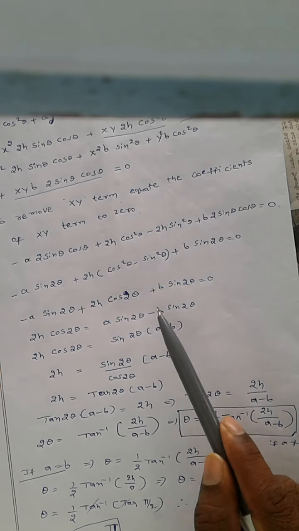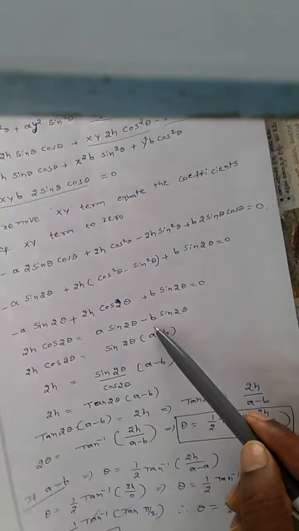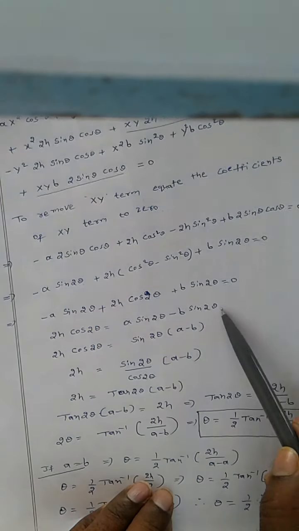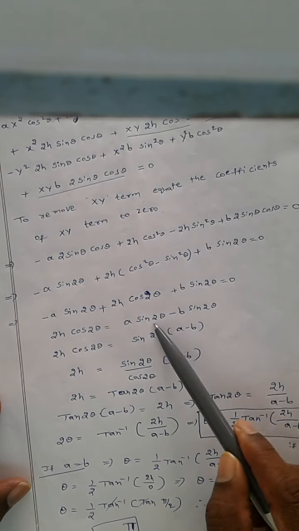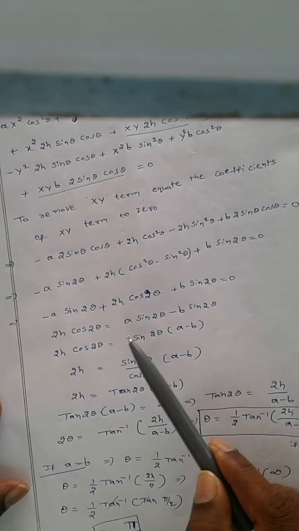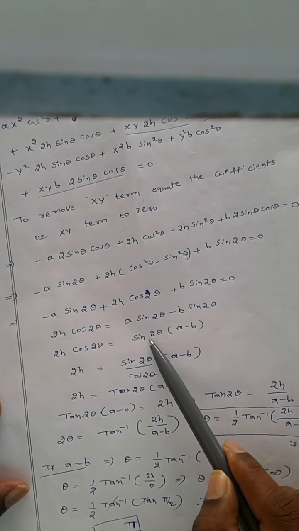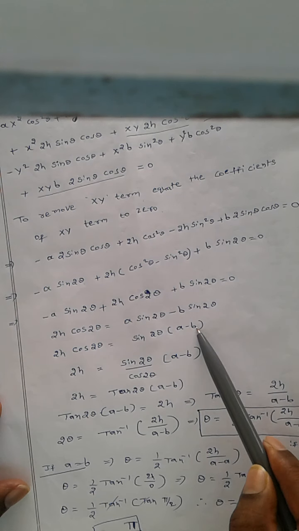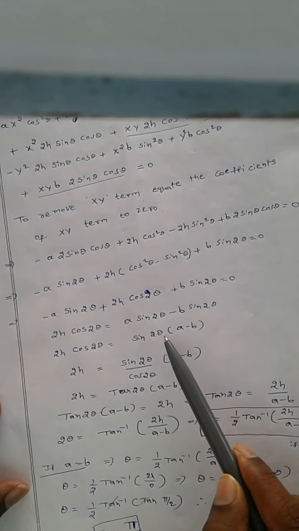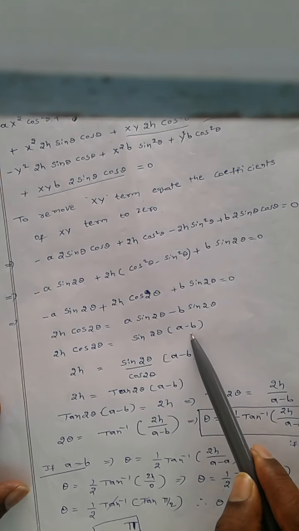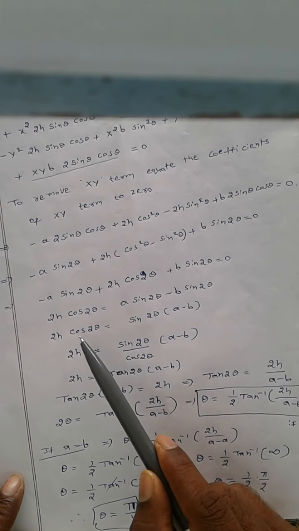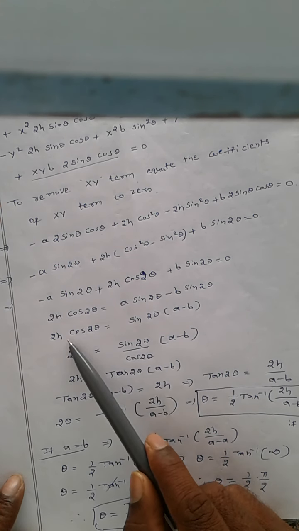minus, why? Because it is kept on the right side, minus b into sin 2 theta. So here sin 2 theta is common. 2h into cos 2 theta is equal to sin 2 theta common, a minus b only. So 2h into cos 2 theta is equal to sin 2 theta into a minus b. So we only have to take 2h into cos 2 theta, these are the multiplied terms.